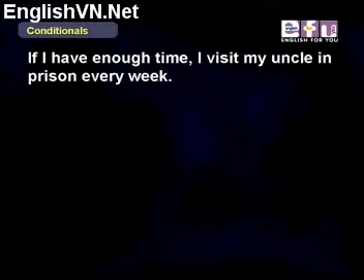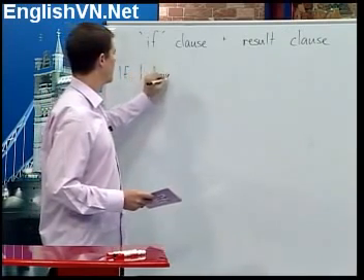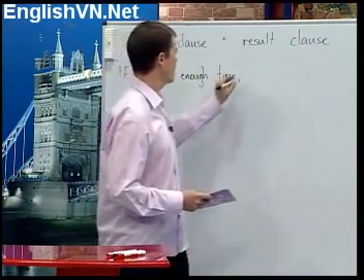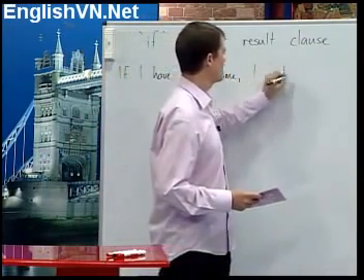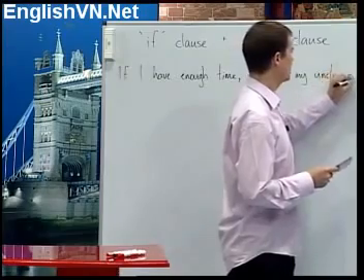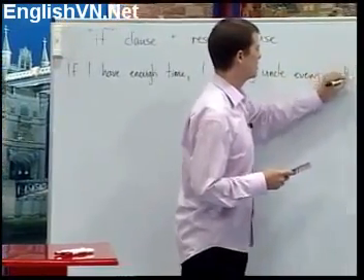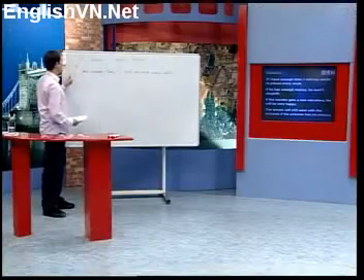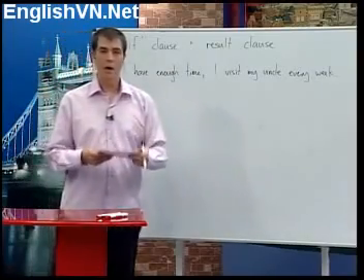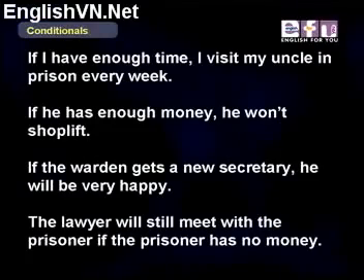Let's put that on the board. If I have enough time, comma, I visit my uncle every week. Look at that again. If clause, if I have enough time. Result clause, I visit my uncle every week. Okay, in the fourth sentence, if the prisoner has no money is the if clause. The lawyer will still meet with the prisoner is the result clause.